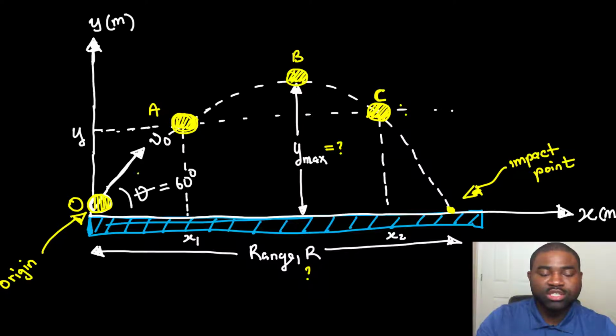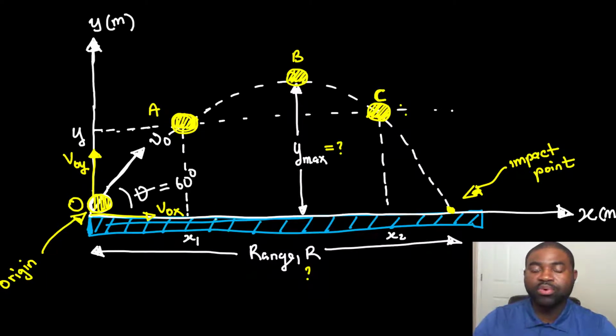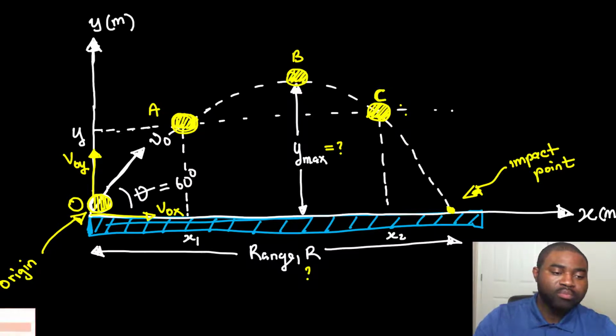We can resolve the initial velocity v0 into two components. You have the velocity in the x direction, which is v0x, and you have the velocity in the y direction, which is v0y. Now, if you pick, let's say, three points, these are three important points. For example, at A, the velocity at point A is directed like that. That is v at point A.